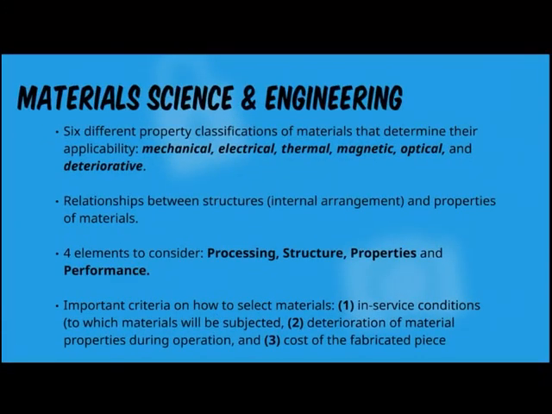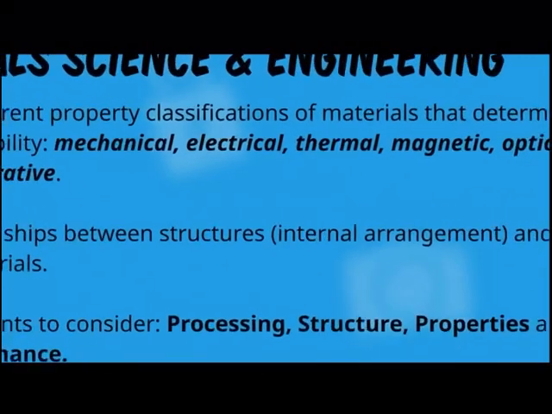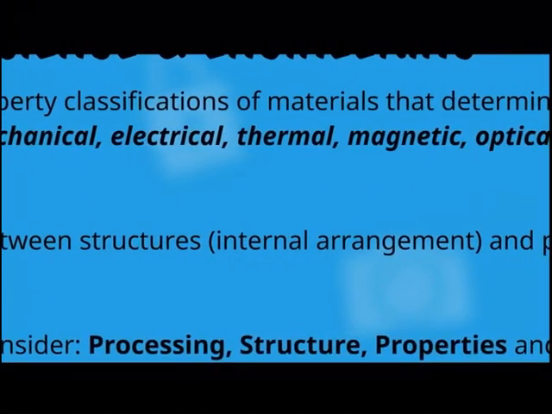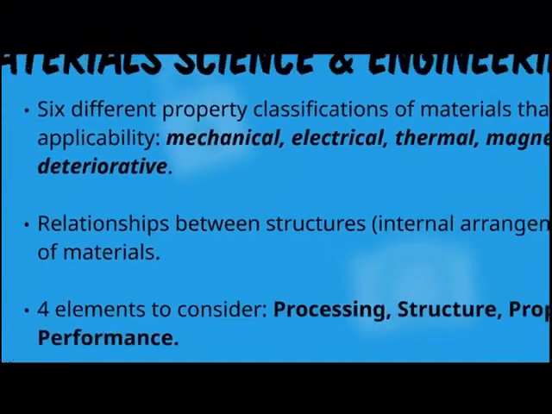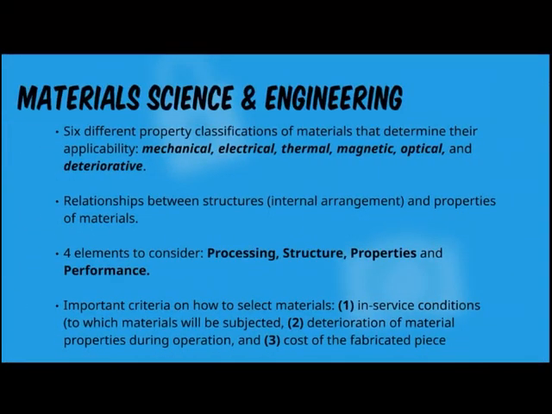materials science. Okay, so here what I want to emphasize is there are 6 different properties. So this is mechanical, electrical, thermal, magnetic, optical, and deteriorative. Okay, so all of this is how materials can have a significant property, either mechanical, electrical, or thermal. Okay, so we can have different applications or different implementations of those materials.